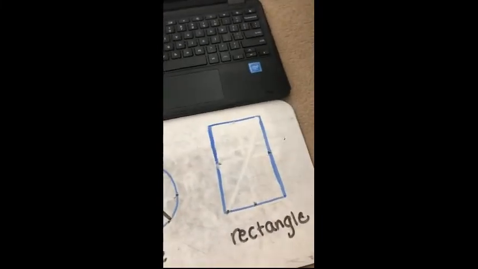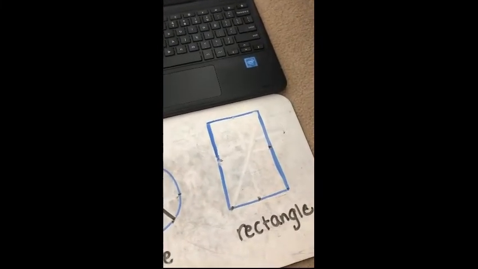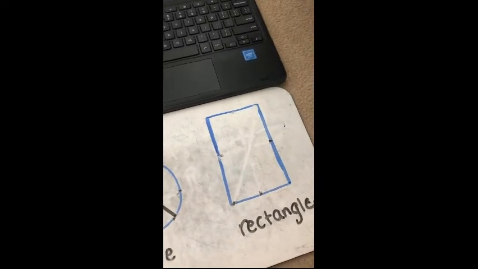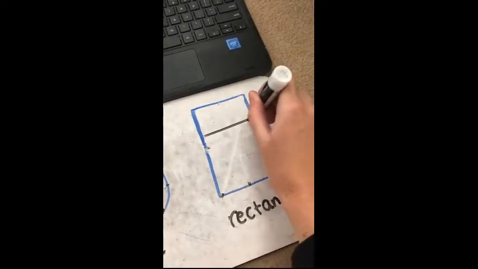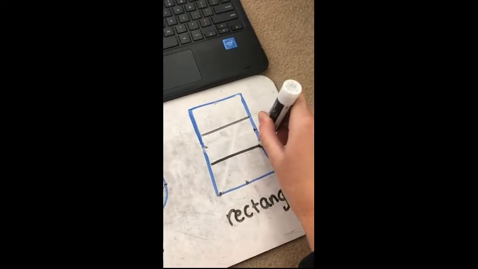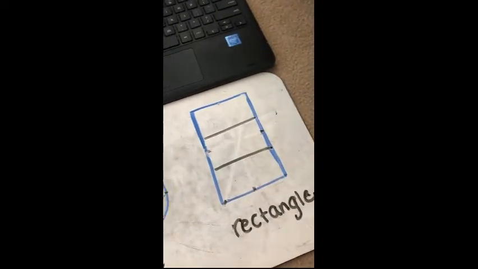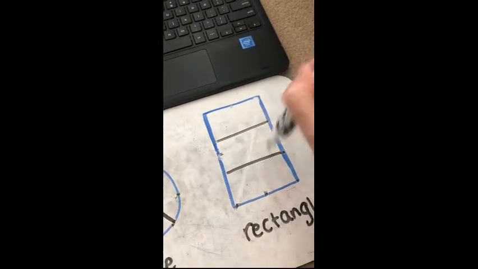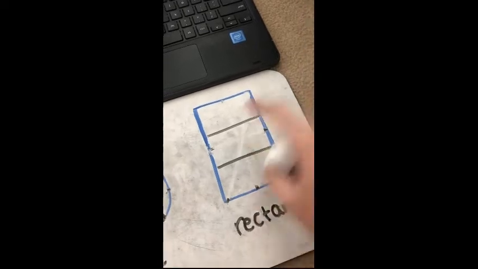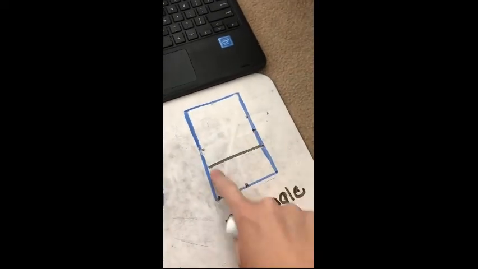What about a rectangle? Can you divide the rectangle into thirds? 1, 2, 3. 3 equal parts. Or if you went this way, 1, 2, 3. Good. Let's try one more.